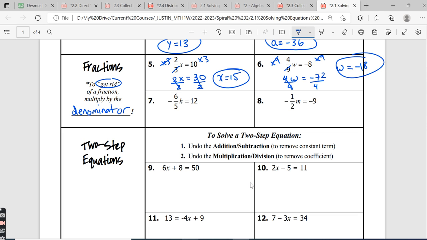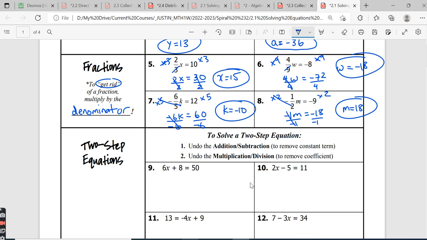And we're done. Over here, multiply both sides by 5. So I get negative 6k is equal to 60, because 12 times 5 is 60. Divide both sides by negative 6. k is equal to negative 10. Last but not least, the denominator is 2, so I'm going to multiply both sides by 2. That's gone, giving me negative 1m is equal to negative 18. Divide both sides by negative 1. m is equal to 18.